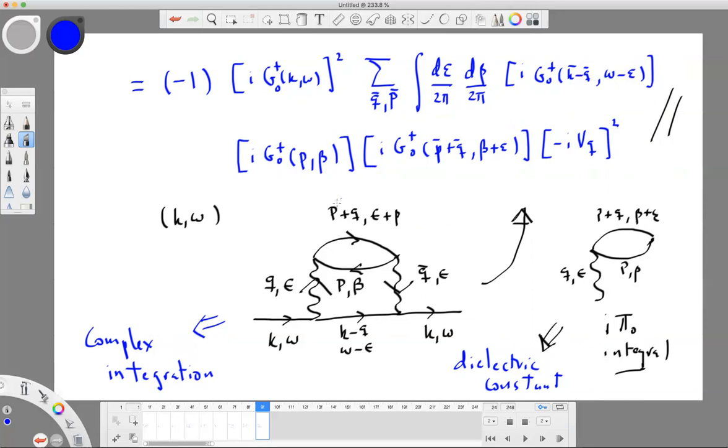Okay. So if you have no other questions, please sit down and do this carefully, because very important results are going to come out from here. So we're going to see how these polarization diagrams yield the correct screening effect, and thus the correct dielectric constant of the interacting electron system, okay?